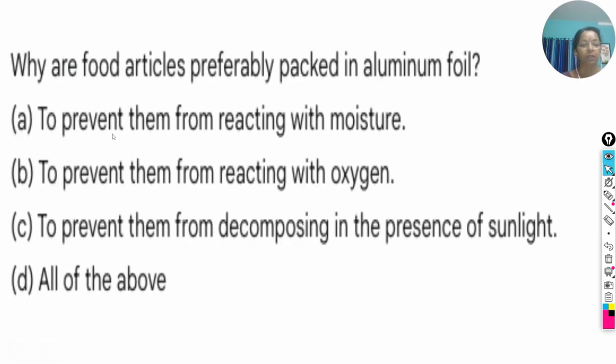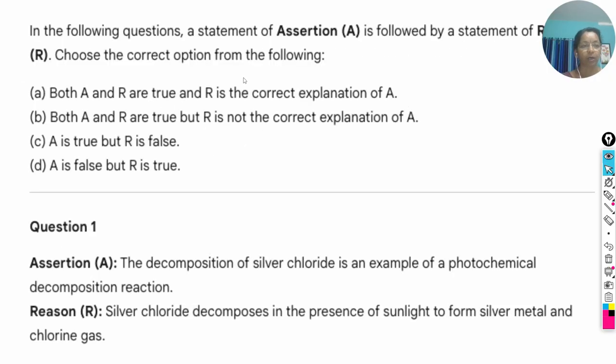Then, why are food articles preferably packed in aluminum foil? The answer is all of the above, because all these are true for this case. So the answer is all of the above.